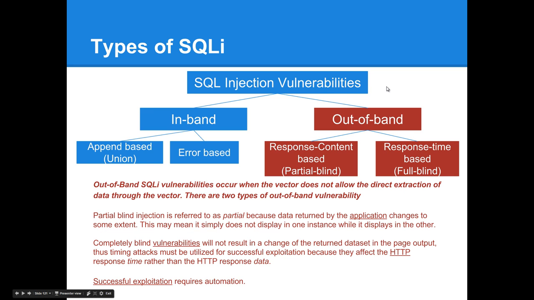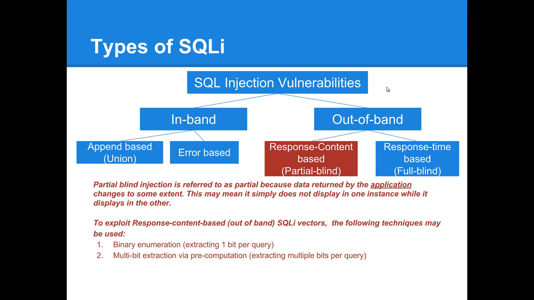Successfully exploiting both of these categories requires some degree of automation in your attack. For partial blind, the two techniques to reliably exploit are either binary enumeration or multi-bit extraction, which was originally published under the theory of pre-computation and multi-bit extraction, which is far superior in the sense it allows you to successfully extract multiple bits per query, whereas in binary enumeration you get 1 bit per query, whether it's true or false.